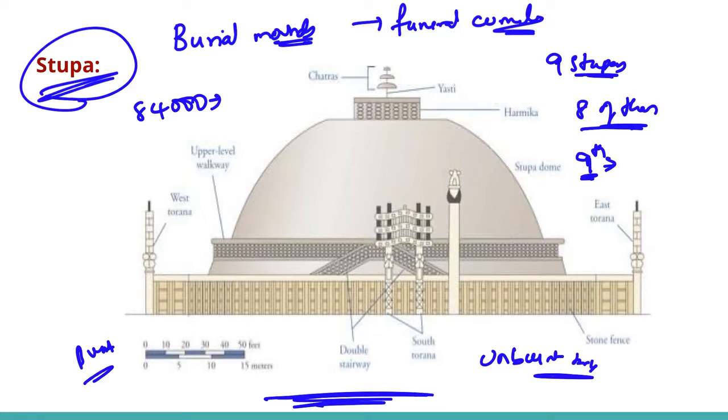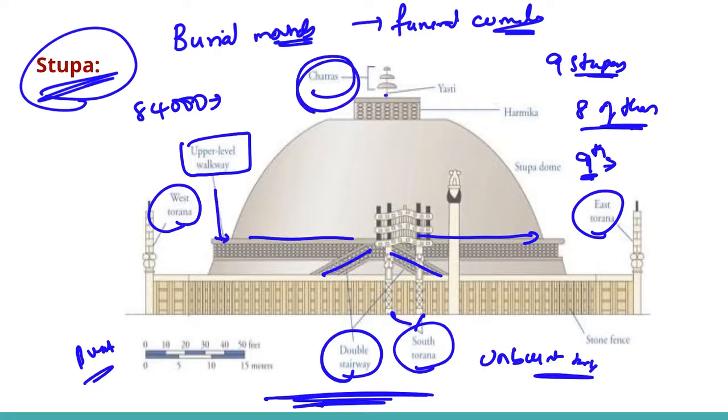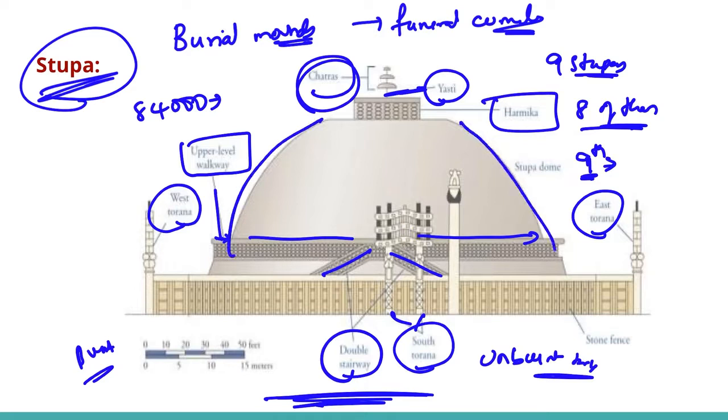This figure represents the basic structure of a stupa with the different parts. This is Torana, east and west Torana. This is the upper level walkway where people can walk, and it is a double stairway. These are South Torana. These are called Chatras, and the base which is supporting it is called Yasti. Where the Chatras and Yastis are placed is called Harmika. And this is the entire stupa dome.